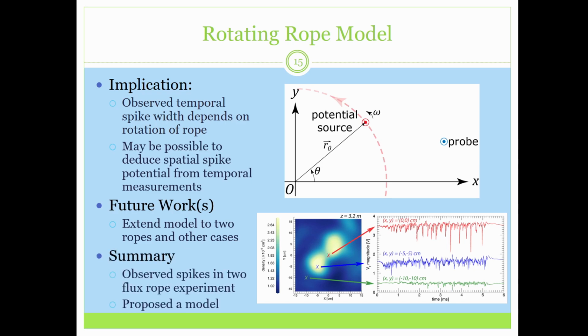In summary, we observed spikes in the two flux rope experiments and a model is proposed.